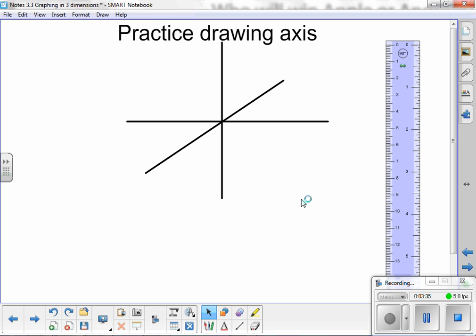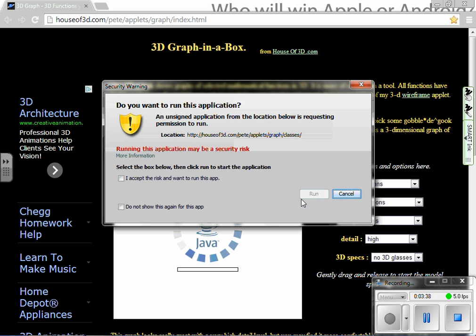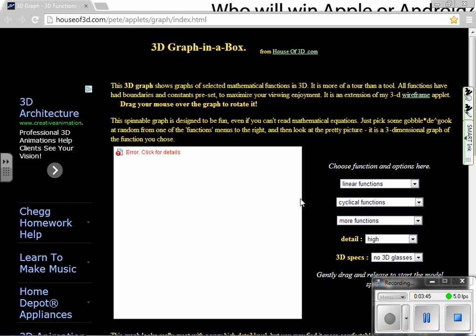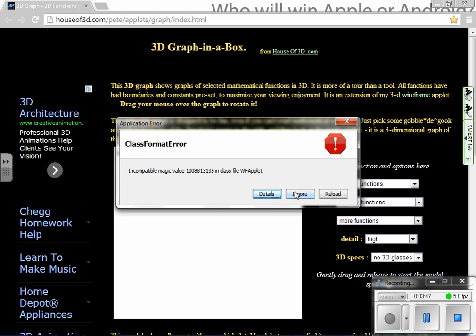Now, this is going to seem kind of strange, but, whoops. Oh, this is the place, okay. I accept the risk. Let's go ahead and run it. Error, click for details. Details. So let me pause this while I get this.